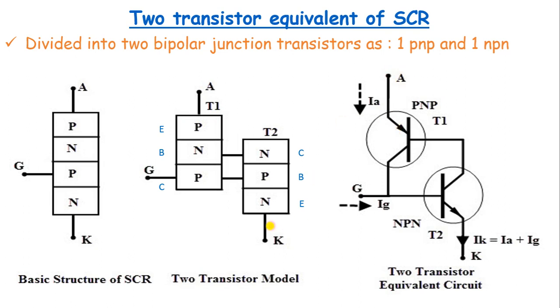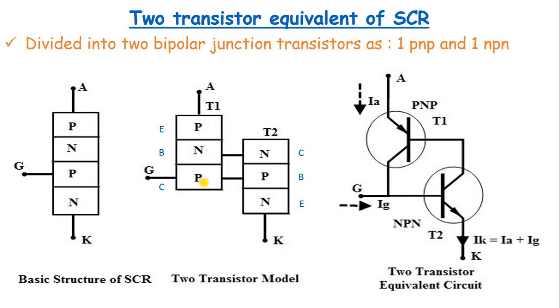Then the cathode terminal is derived from the emitter of the NPN transistor. So here we have the NPN transistor. This is the emitter terminal of the NPN transistor, so you can mark the cathode terminal here, and you know that the gate is derived from this p-type material.